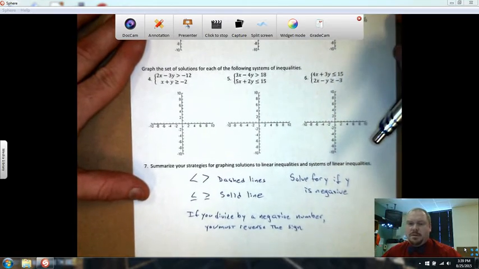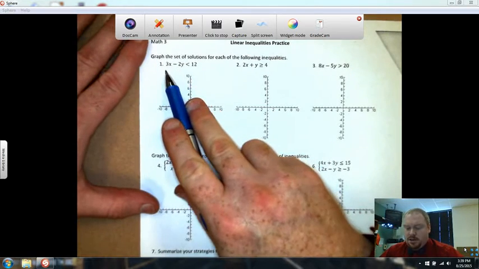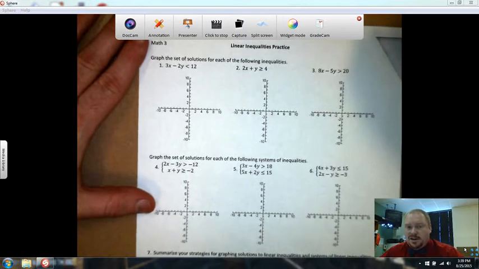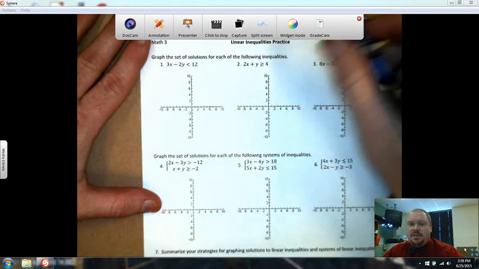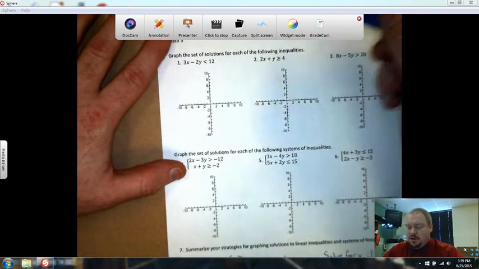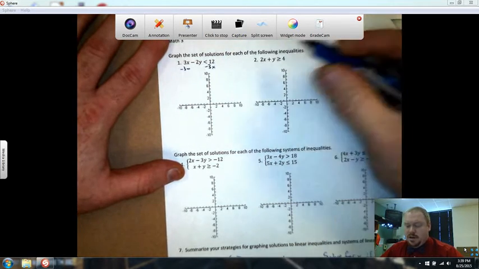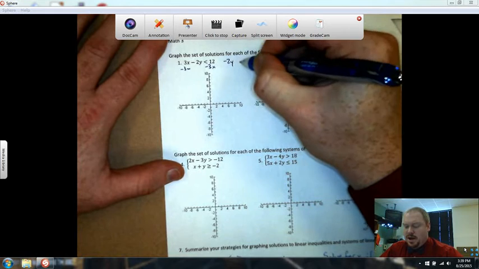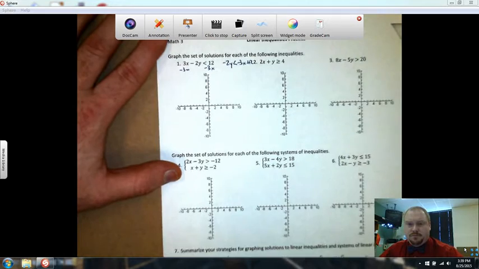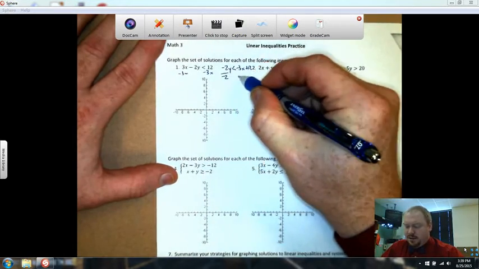So, let's head back up to number 1, shall we? 3x minus 2y is less than 12. No big deal. Because y is negative, I cannot use the cover-up method, so now I have to get y by itself. I'm going to subtract 3x from both sides. That gives me negative 2y is less than negative 3x plus 12. I'm going to divide everything by negative 2.